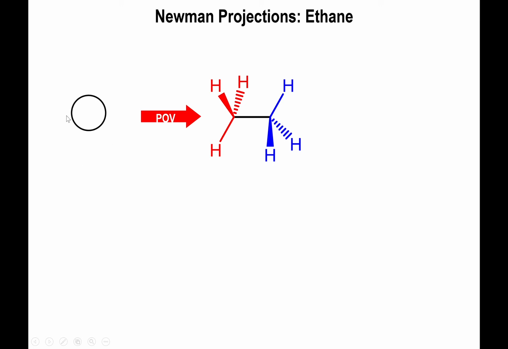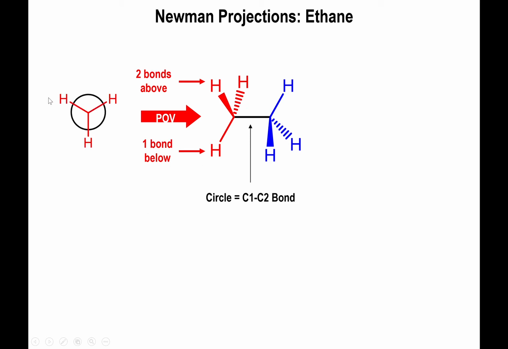And the way we represent that is by drawing a circle, which represents the carbon-carbon bond, in this case carbon 1 to carbon 2. Notice that from the point of view of that bond, right above it, there is two hydrogens or two groups. And right below it, there's only one hydrogen. And this is what we will call a Y-up. And when you draw the Newman projection, you basically draw that in that specific setup. Two things on top, one thing on the bottom.